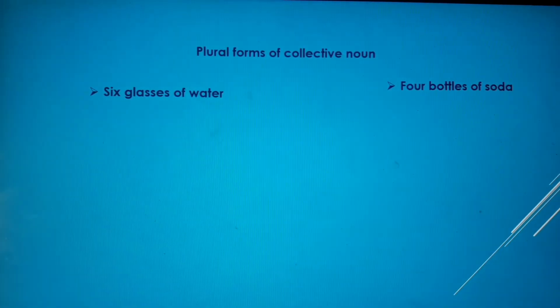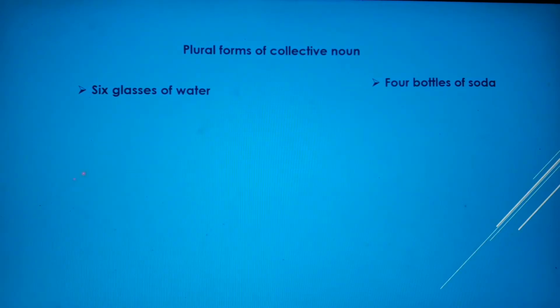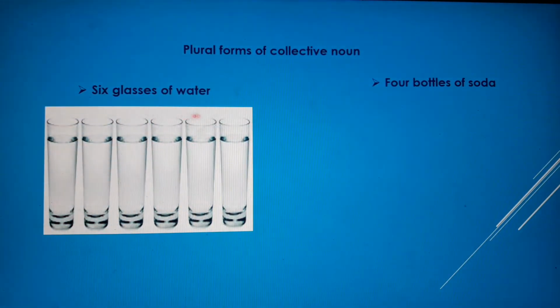Now we can see plural forms of collective nouns. Earlier we learned the singular forms of collective nouns. Here we can see the plural forms of the collective noun. First one, you can see 6 glasses of water. Glasses. So that is plural. 6 glasses of water. So you can clearly see the picture. 6 glasses are there. So 6 glasses of water.